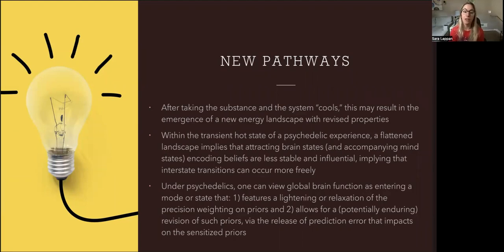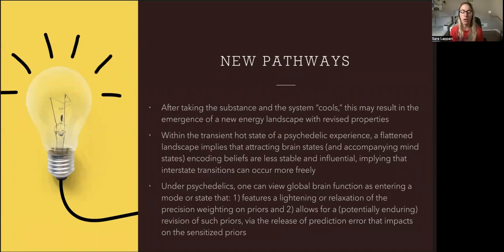So within this transient hot state of a psychedelic experience, a temporary hot state, there is a flattened landscape that implies that attracting brain states and the accompanying brain states and coding beliefs are less stable and influential, implying that interstate transitions can occur more freely. So instead of this hierarchy, there's a flattening, where these lower-level components are just as influential as some of these higher or deeper-level components. And with this flattening of the landscape, there can be increased connectivity within the brain.